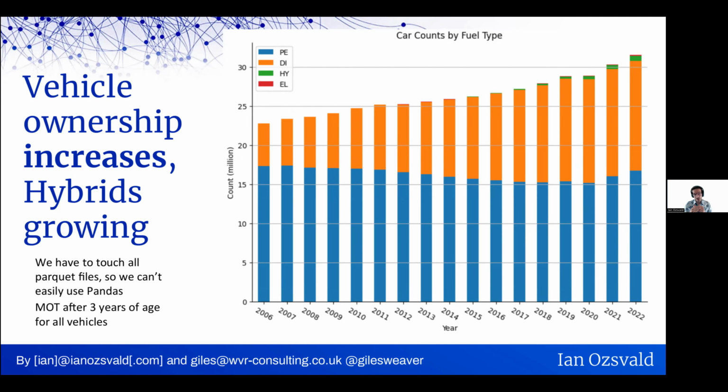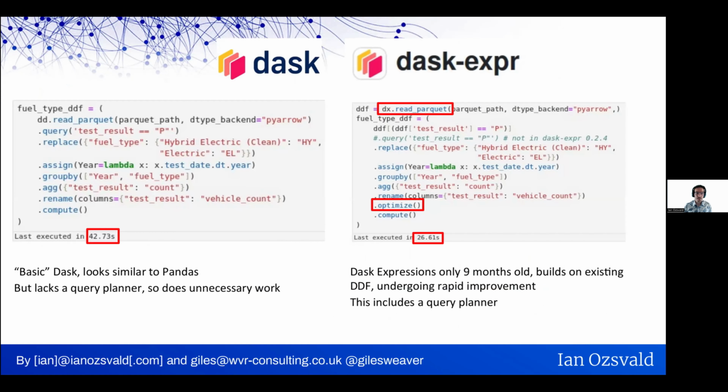Diesel in orange has been an increasing segment since 2006. Petrol has been roughly steady state, small changes, but roughly steady state. Overall vehicle ownership, unfortunately, continues to increase in the UK, and we see a little bit of green and a tiny bit of electric for hybrids and electric vehicles coming through in those MOT test data. And over the years, that will increase, of course. So that was a slightly more complicated query.